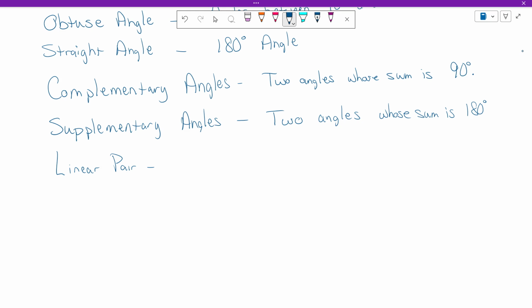The next one is a linear pair. Nope, those are congruent angles.